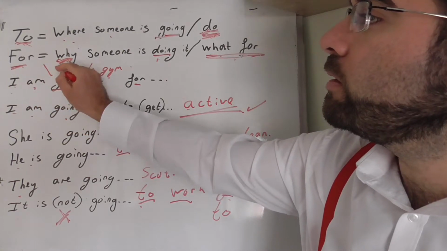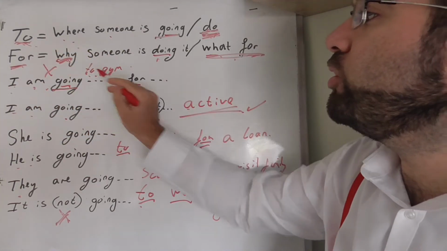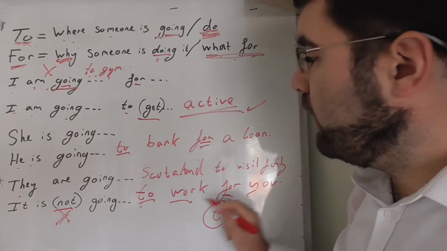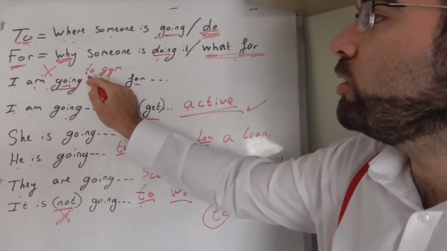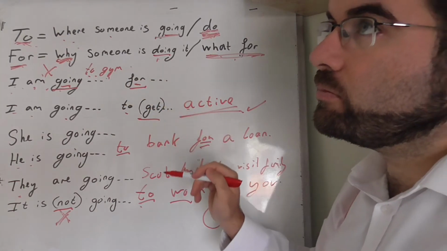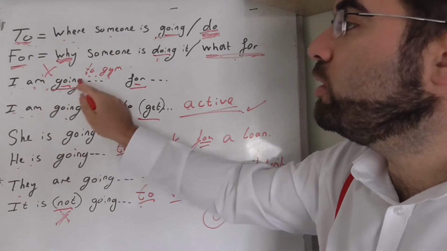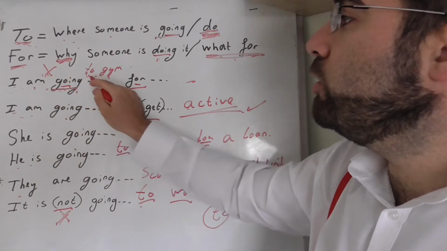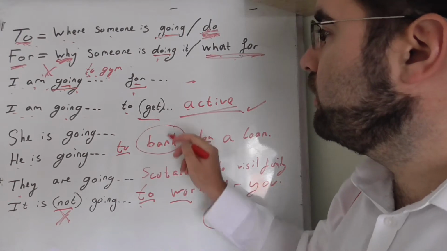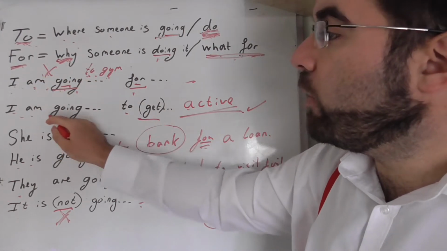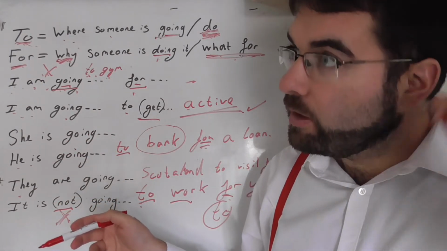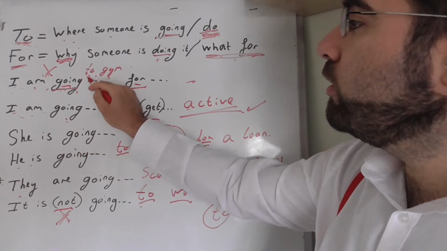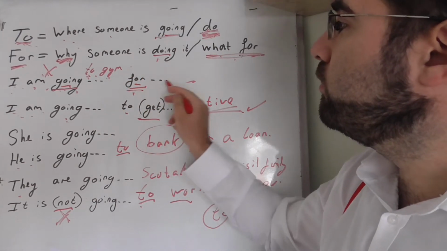I am not going to the gym. But then if you use not, we don't really say to again. It's I am not going to the gym for exercise. I am going to the gym for work. I am not going to the bank for a loan. I am going to the bank for advice, for help. I am going to the shop for bread.